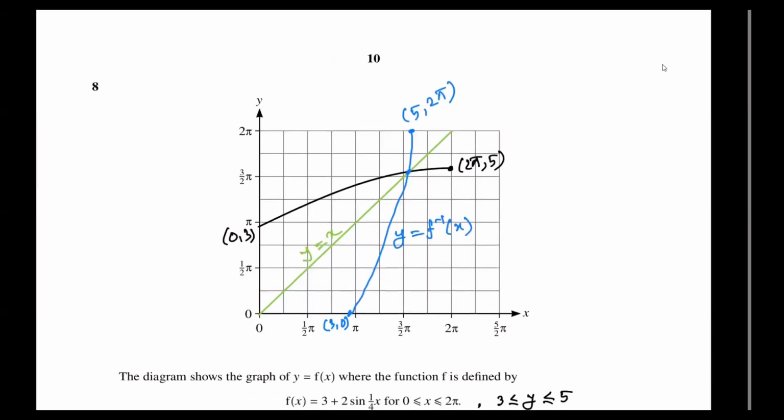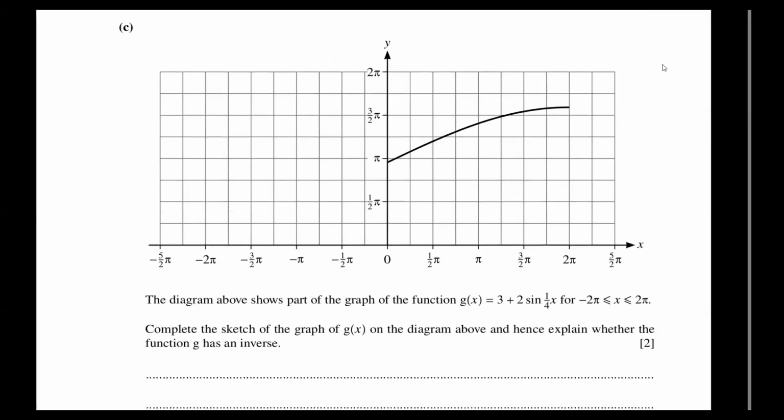Okay? And the next part, we have the same graph again. The diagram above shows part of the graph of the function. Here, the difference is the domain, the set of values of x. The first graph was drawn for 0 to 2 pi, but we have to complete the graph for minus 2 pi to 0.